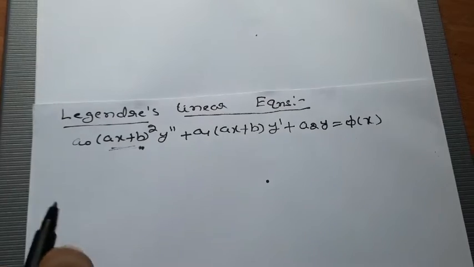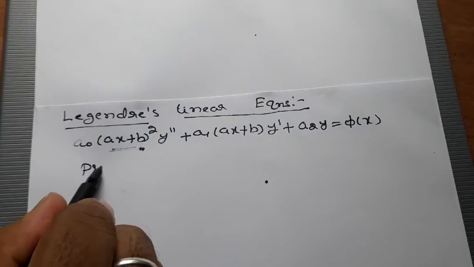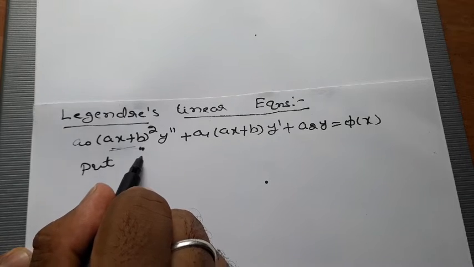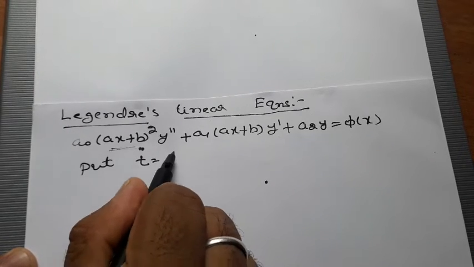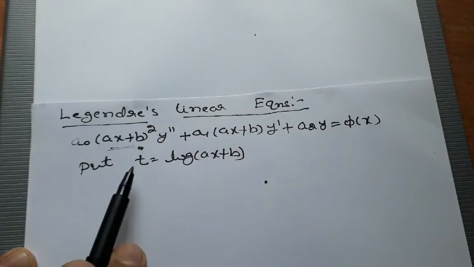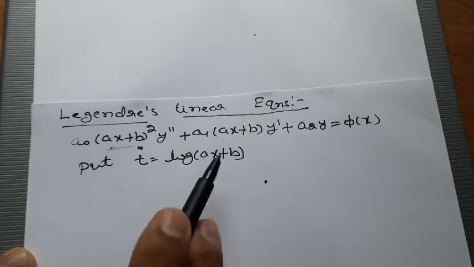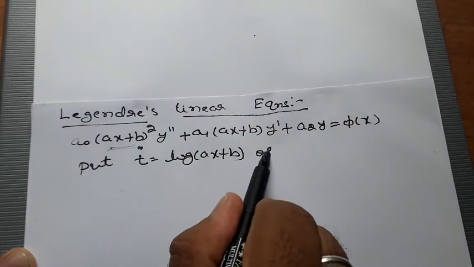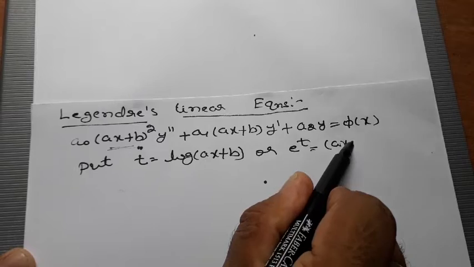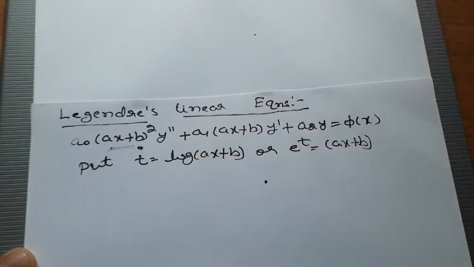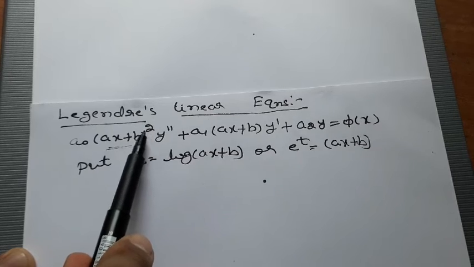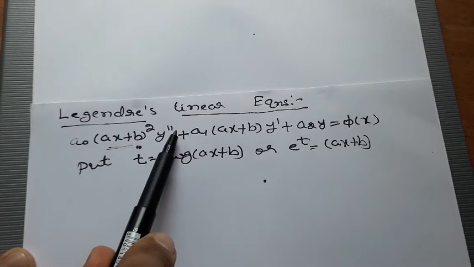The same thing here, we have to put t is equal to log of ax plus b, correct. Apply log to this, or we can write, taking the exponent on this side, e to the power of t equal to ax plus b. Remember, the power and the order should be the same.